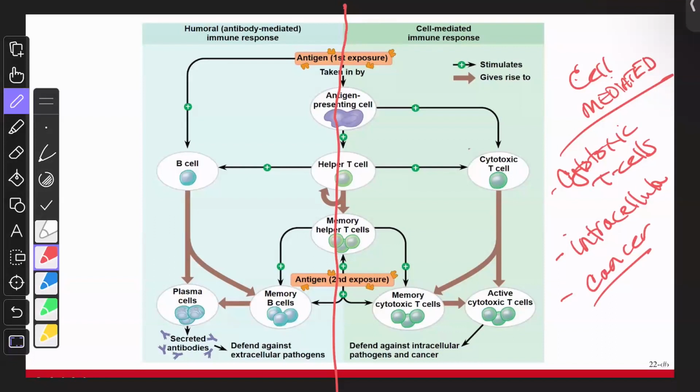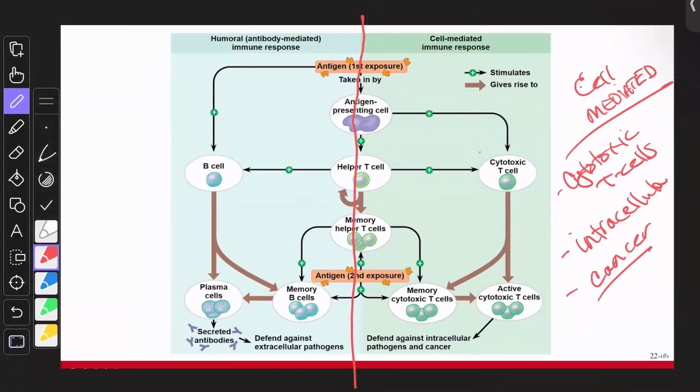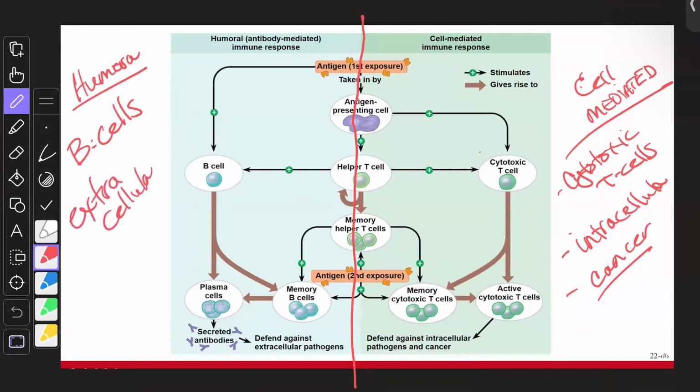On the other side, I have my humoral. Okay, so over here, I'm dealing with what? B cells. Okay. Intra or extra? Extracellular. Okay. What about MHC complexes? MHC2 is going to be where?